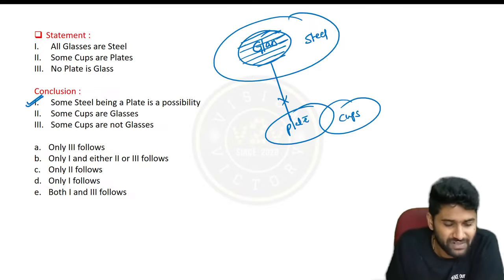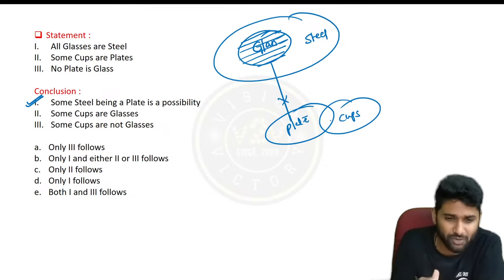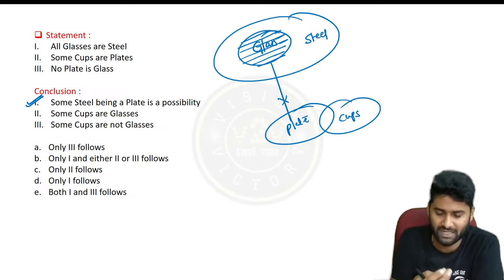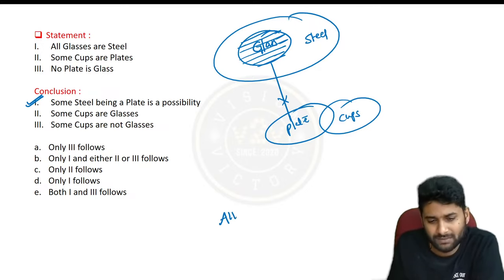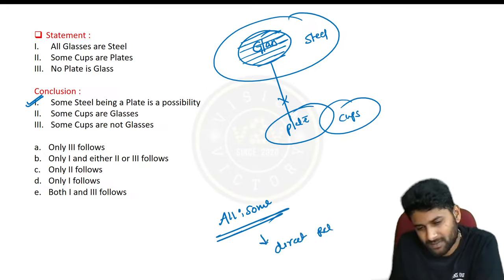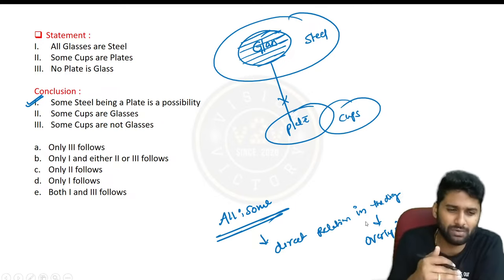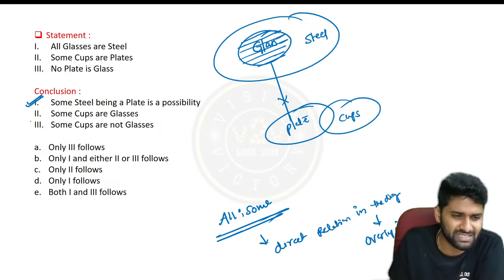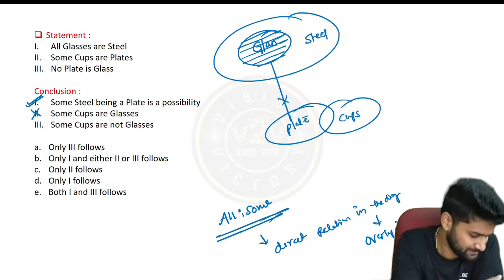Remember. Next one. Some cups are glasses. So can you see that information in your picture? You can't see that information. Remember that if any all, some conclusions need a direct relation in the diagram. In the diagram, it means it needs overlappings. So there is no direct overlapping in the picture. So cup and glasses you can't see together. That's why you never get these kinds of conclusions.